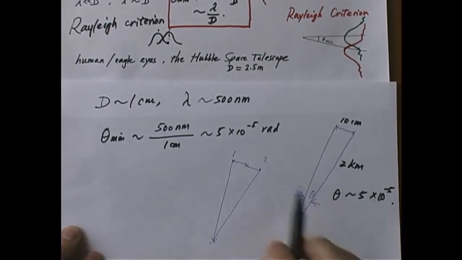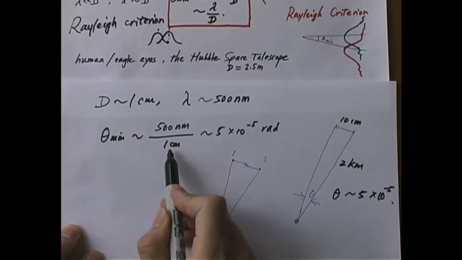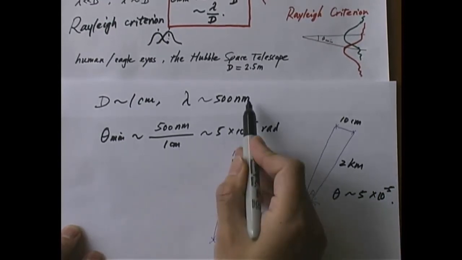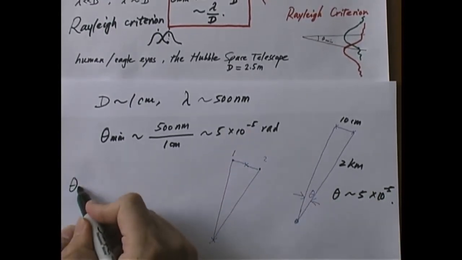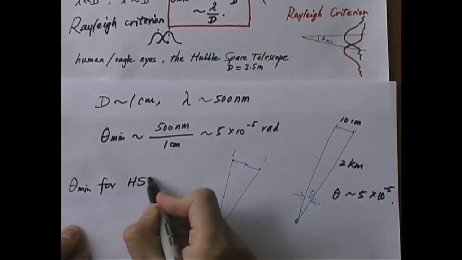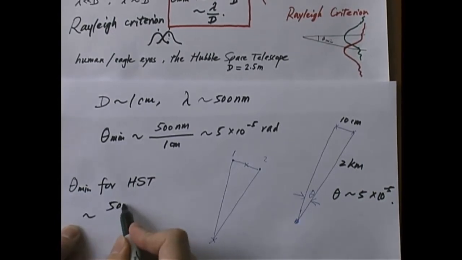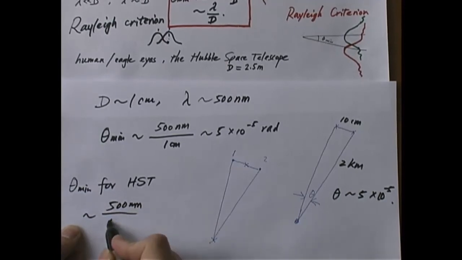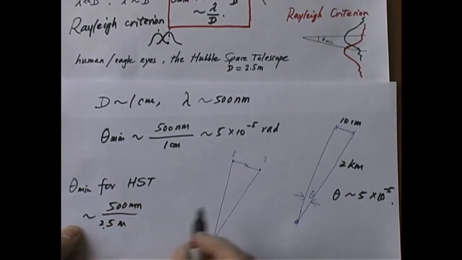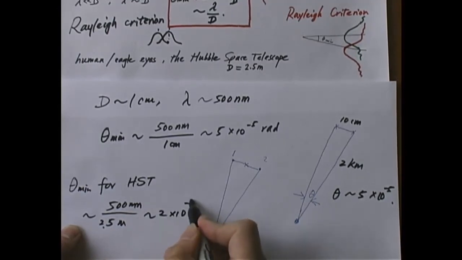How is that possible? Yes, it is, because look, theta minimum for the Hubble, you have to replace 1 centimeter with what? 2.5 meters, right? So theta minimum for the Hubble Space Telescope is roughly equal to 500 nanometers divided by 2.5 meters, right? And that is much better. That's 2 times 10 to the negative 7 radians.